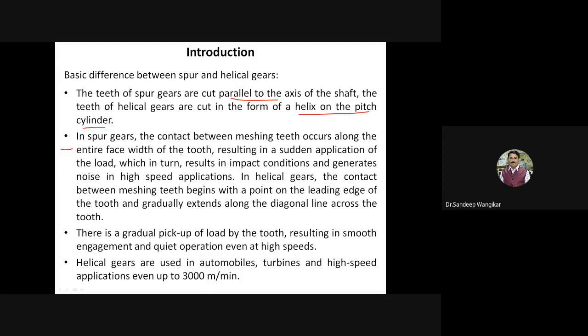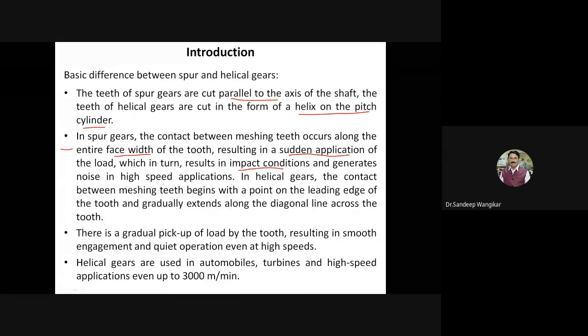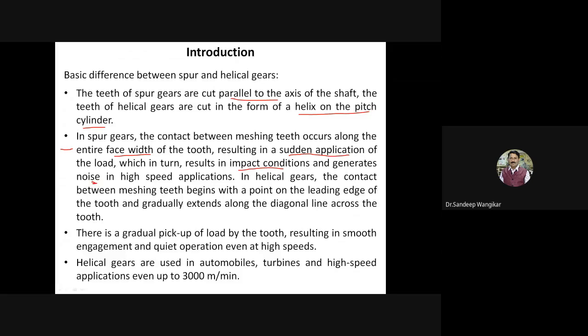First, line contact is there along the face width, and due to this line contact, it is resulting in sudden applied load. There are different types of load: gradual applied load, sudden applied load, and impact conditioning load. Due to the sudden application of load, impact conditions happen, and this will increase the noise at high speed vibration.